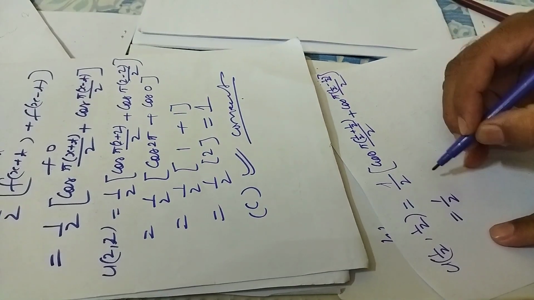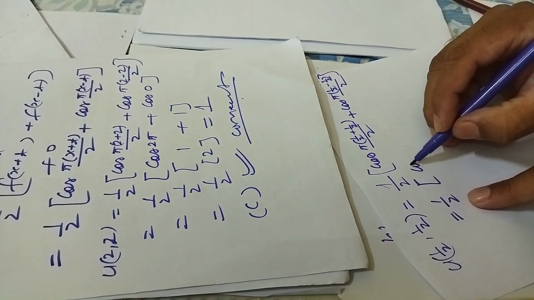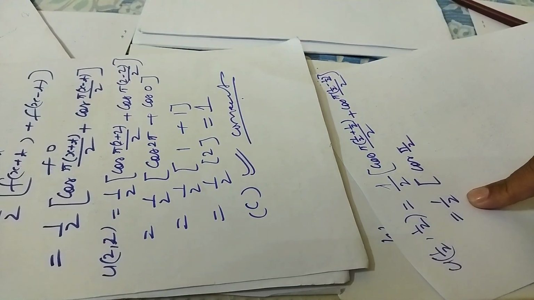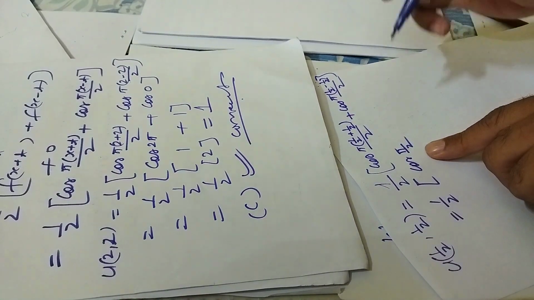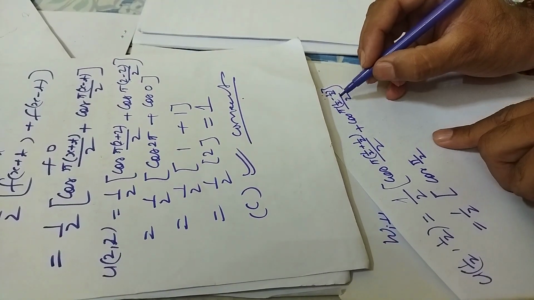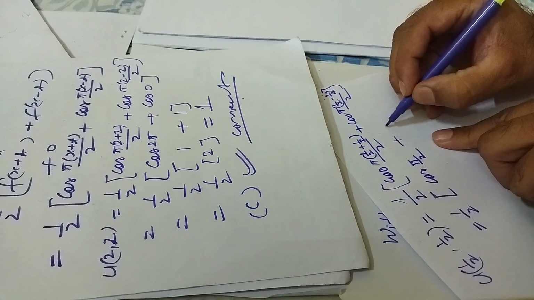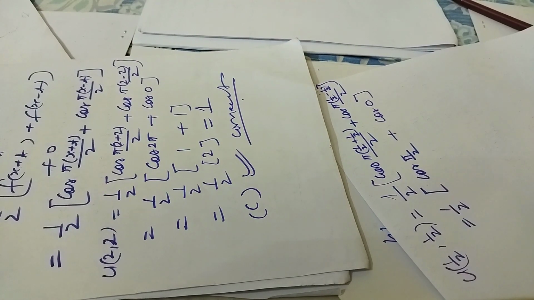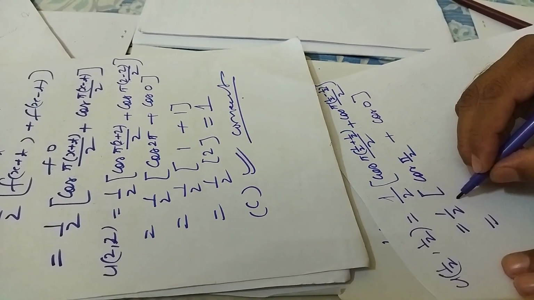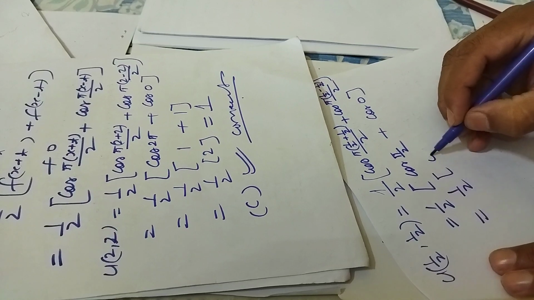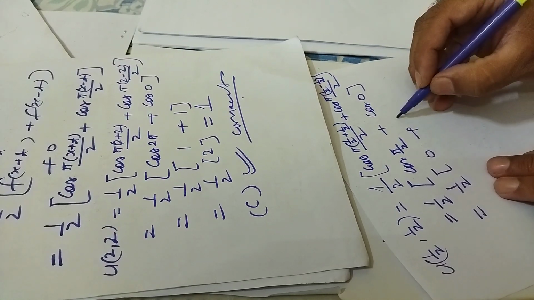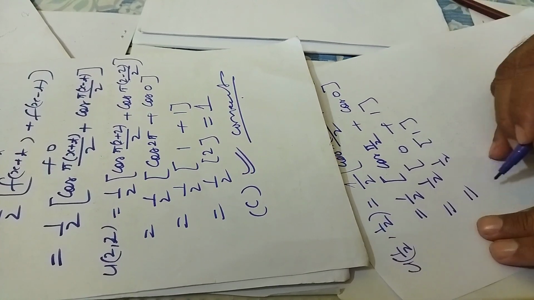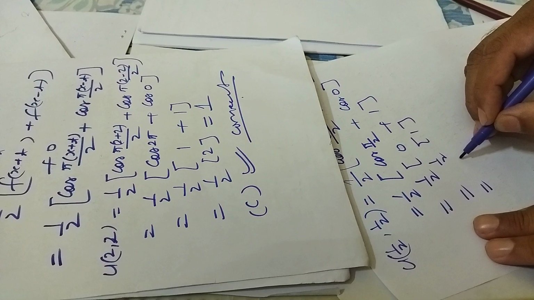We see here 1/2 in the bracket cos π, that means π/2. 1/2 plus 1/2 is equal to 1, that is π/2, and plus cos of 0. So this is 1/2, and cos π/2 is equal to 0, and cos 0 is equal to 1. So this is 1/2 multiplied by 1, which is equal to 1/2.